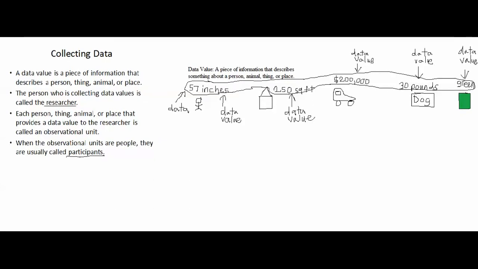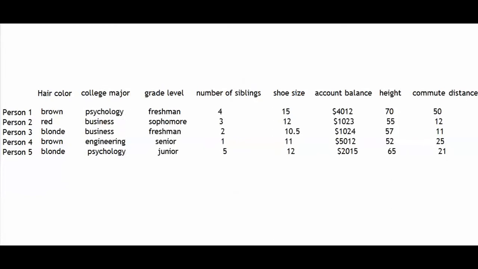Let's now look at an example of a larger and more realistic looking data set. You just have to pretend that this data set was recorded from 5 college students. In this data set, commute distance means the number of miles that each person commutes to school each day. These 5 people over here are the 5 participants. You could also call them observational units, but participants would be the more specific term. A participant is a human observational unit.